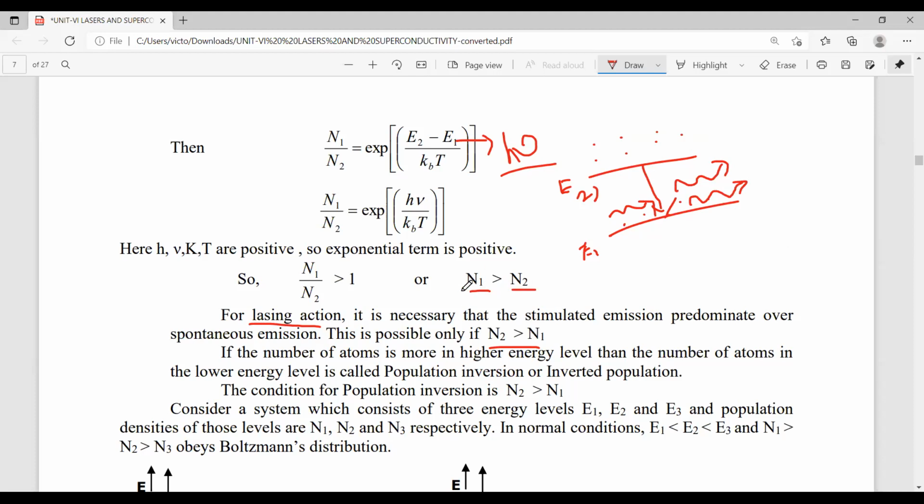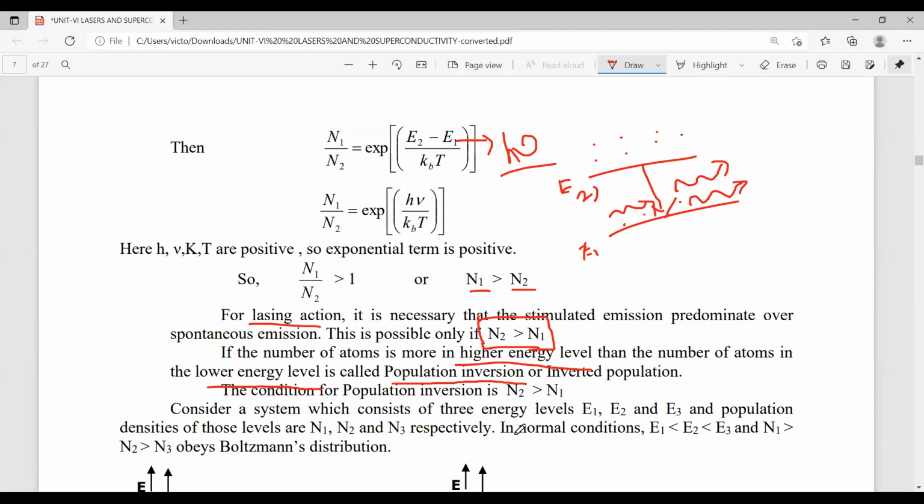Actually, the number of atoms in the lower energy level is more. But for lasing action, this case is reversed. That means N2 is greater than N1, that means population is inverted. So this condition, N2 greater than N1, is nothing but population inversion. What is population inversion? The number of atoms in the higher energy level is more than the number of atoms in the lower energy level. This is called population inversion or inverted population.